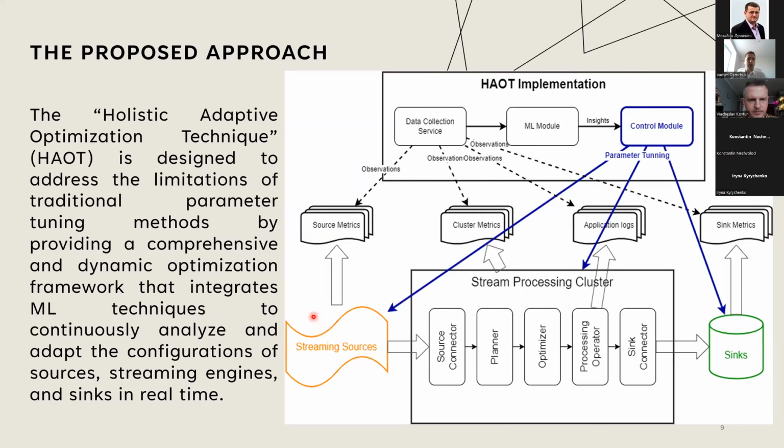Okay. To address the existing challenges, we have introduced the holistic adaptive optimization technique. It consists of connections to all the parts of the entire data pipeline. This helps us gather logs and metrics into a data collection service. Then with the help of the ML module, we gather insights. And these insights are applied to the entire data pipeline using the control module.